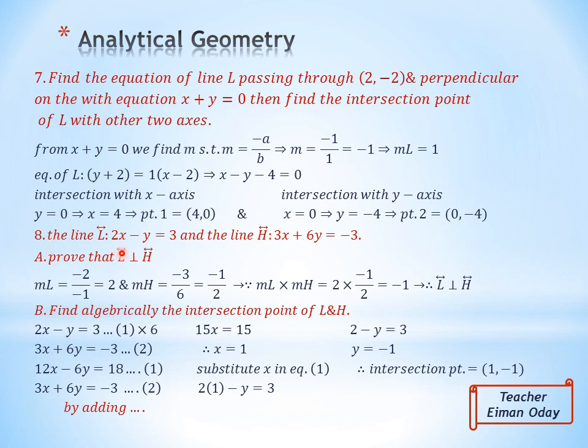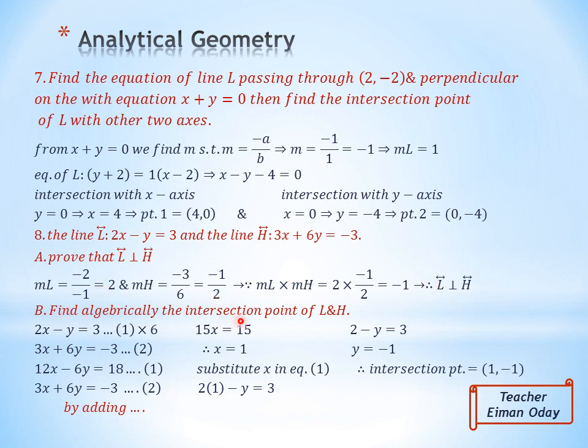On number 8, we have the line L is 2x minus y equals 3, and the line H is 3x plus 6y equals negative 3. First thing we want to prove is that L is perpendicular to H. It's very easy. Find the slope here and find the slope here. So this is the slope of L. This is the slope of H. Multiply them together. If the product is negative 1, it means that they are perpendicular.